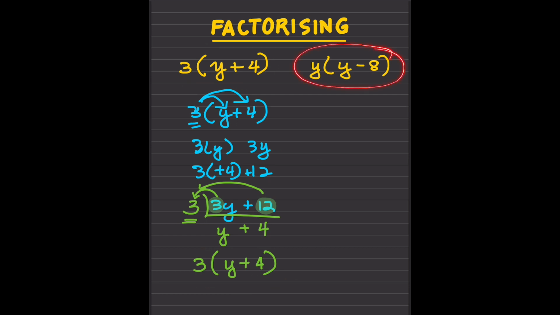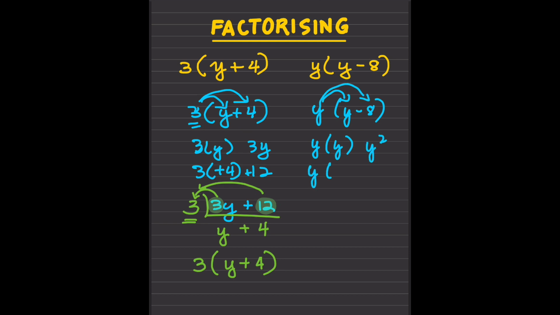So let's do the same thing with this one. Let's expand it, y minus 8. So this becomes y times y, which is y squared. And this is y times negative 8, which is minus 8y. Put it together, we have y squared minus 8y.